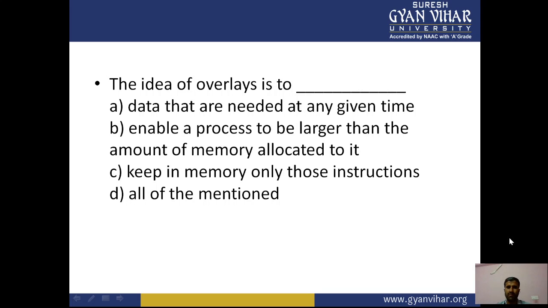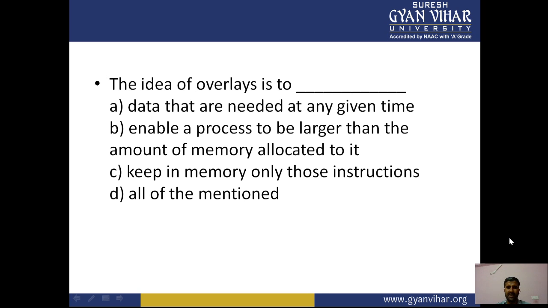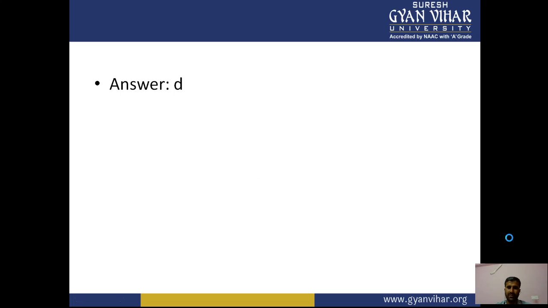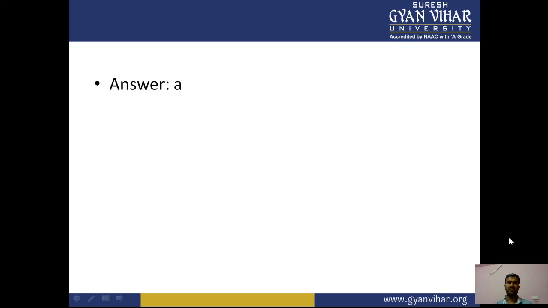The idea of overlays is to keep in memory only the data and instructions that are needed at a given time. D is the right answer, that data that is needed at a given time is also the right answer. It enables a process to be larger than the amount of memory allocated to it by keeping in memory only those instructions. The dash must design the program and the overlay structure. So A is the right answer, the programmer. The programmer must design the program and the overlay structure, right?